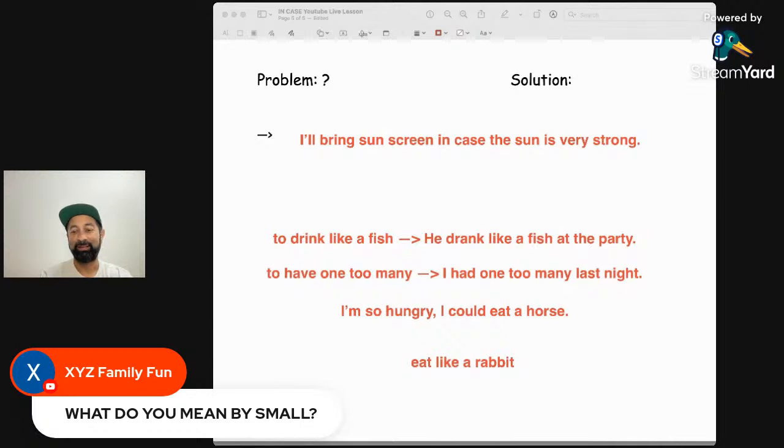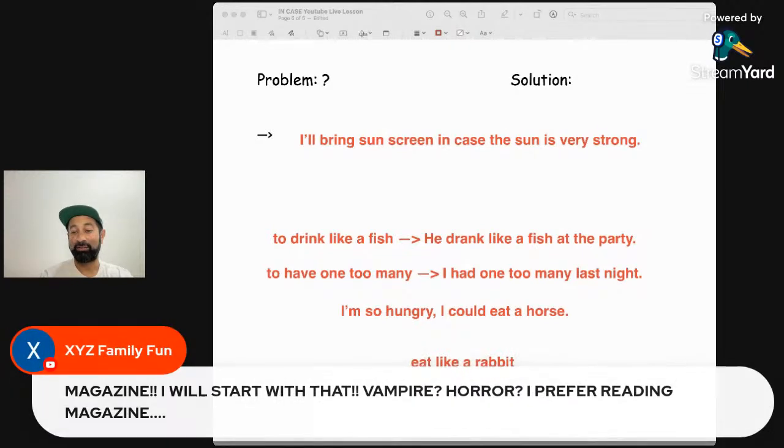All right. XYZ says magazine. Vampire, horror. I prefer reading magazines. Yeah, you have to find a magazine. And a lot of these magazines are all online now, so it's easy to get those magazines. But if you prefer actual hard copy, yeah, read magazines, read articles, read what you're interested in. Like for me, sports. I love sports. I love travel. I love new technology. So these are the things I'll read. I love reading about cultures.